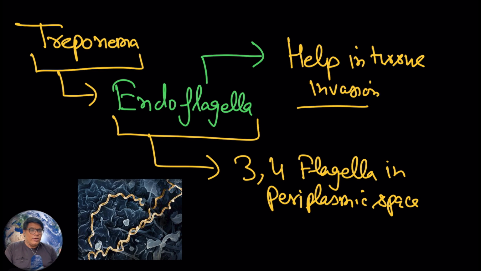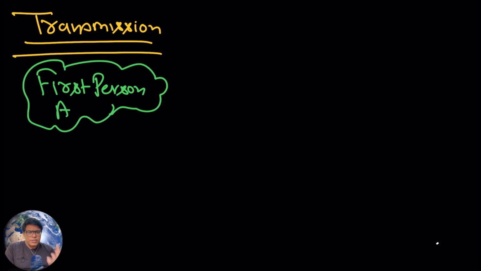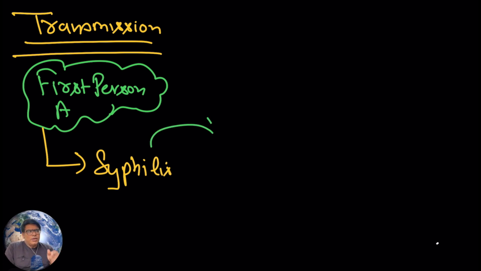Now if you see the transmission of this bacteria, I have told you this bacteria can be transmitted from one person to another person through sexual contact. Let us suppose there is first person A, and he is suffering from the disease syphilis. In this individual, initially, what you are going to see is the formation of chancres.